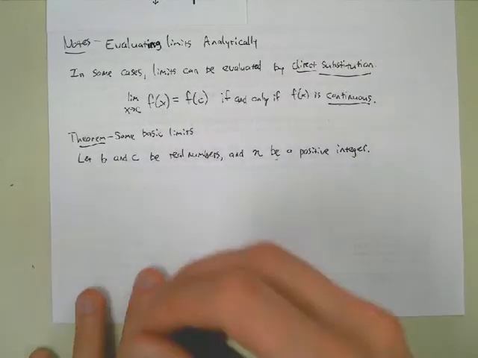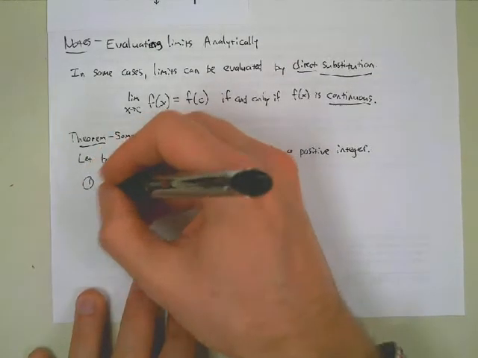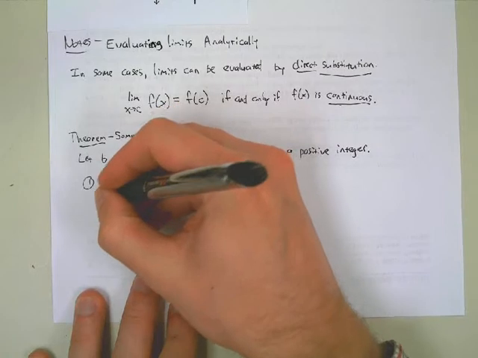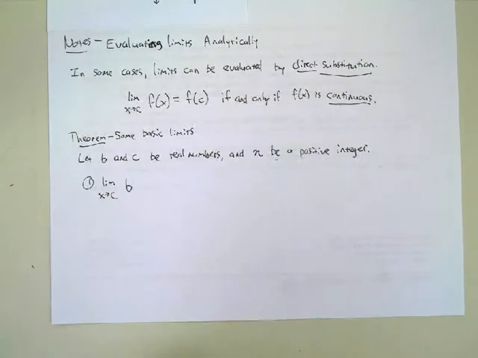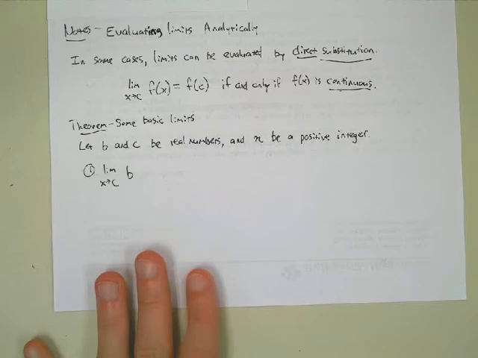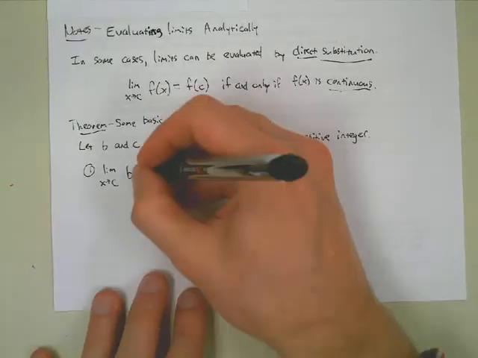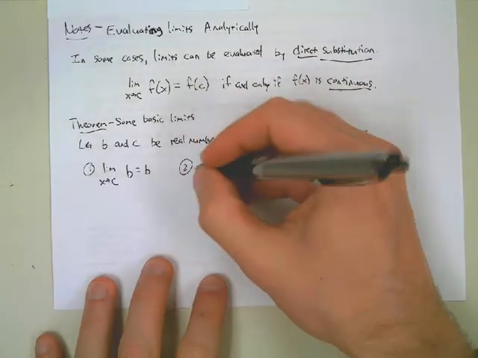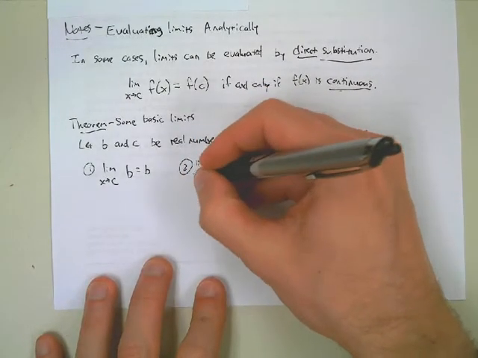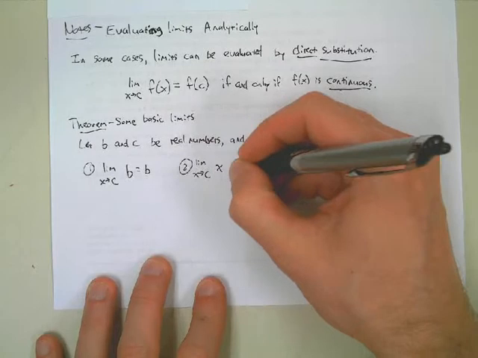Okay. So then these things are true. The limit as x approaches c of a plain old number b is just going to be b. The limit as x approaches c of x, well, what should that be?